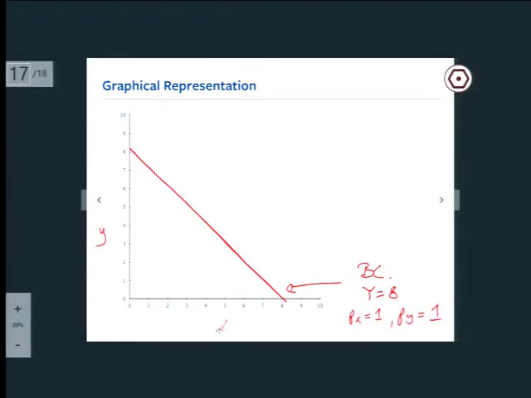On the y-axis, I have a good y. On the x-axis, I have a good x. Doesn't matter what these goods are. They could be Reese's and Hershey's. But I drew the budget constraint. If I spend all my money on good y, I get 8 units. If I spend all my money on good x, I also get 8 units. So this is my budget constraint.